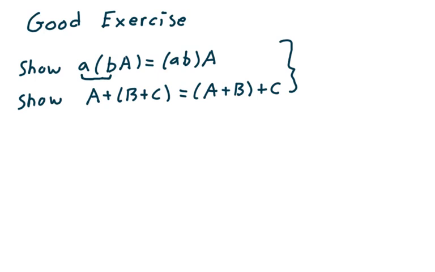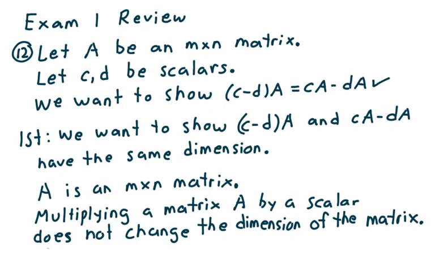What you do, again, is you're going to show that the matrices have the same dimension. And in the second half of the proof, you want to show that the entry in the ith row, jth column of the left matrix is the same as the entry in the ith row, jth column of the right matrix. So you want to make sure that the corresponding entries match, because if the corresponding entries match, then the matrices are equal. Okay, that's going to conclude this video for the Exam 1 review, and we looked at problem 12. Thank you.